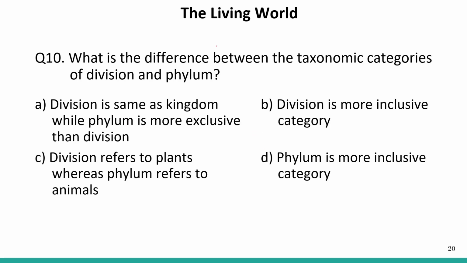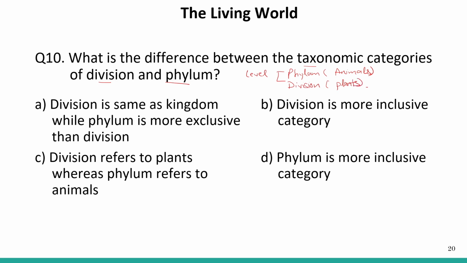The next question is, what is the difference between the taxonomy categories of division and phylum? Okay, so if we talk about phylum, we use it in the case of animals. And division, they both are of the same rank or present at the same level, but division we use in the case of plants.